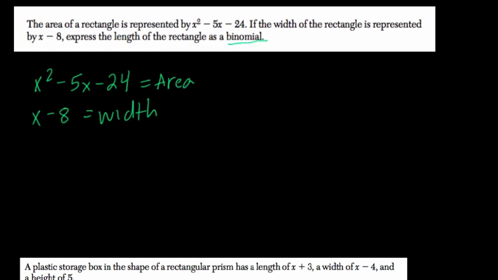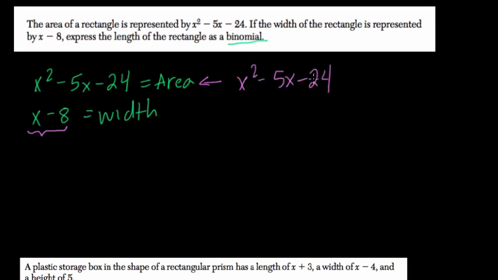So they're saying to you that they want you to factor this area. Right, and one of the factors they tell you already is going to be x minus 8. And the other factor should be the length, right? Because width times length is area. So the two factors multiplied to get the area represent the width and the length. So we have x squared minus 5x minus 24.